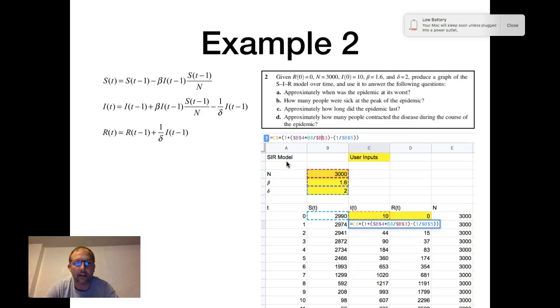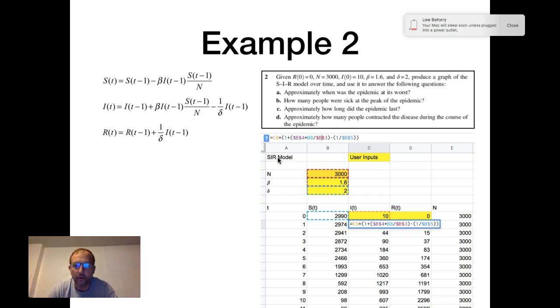Similarly, I didn't have to rebuild my spreadsheet because it's using the same set of equations. I just changed my user inputs. This is example 2 from the textbook. Given removed at time 0 is 0, now the population has decreased to 3,000. Initial infected is 10, so that's 5 more than the last example. Effective contact rate is 1.6, so that's 0.7 higher than the previous example. And the duration of infectivity is 2, and that's down 3 from the previous example.